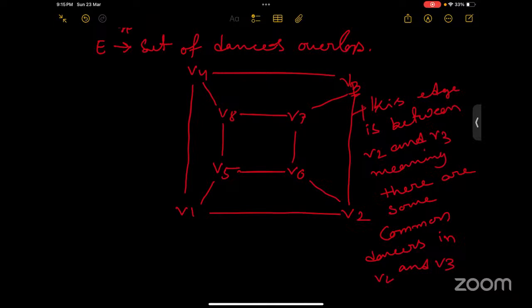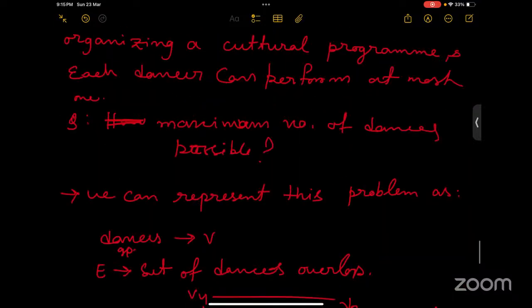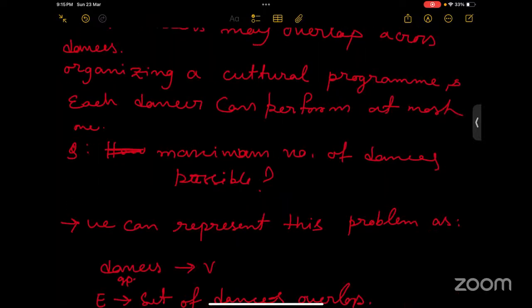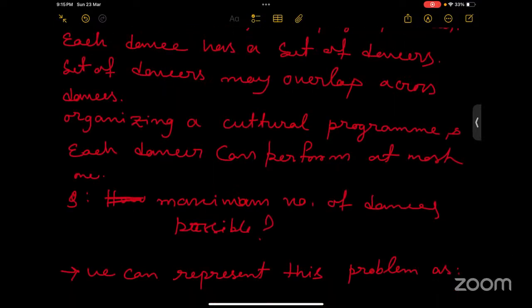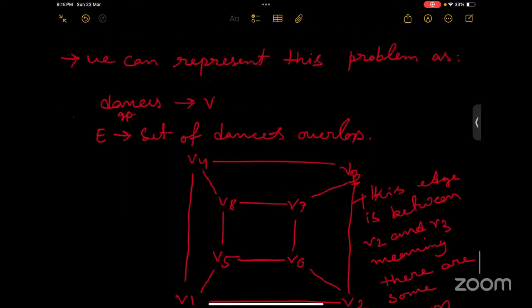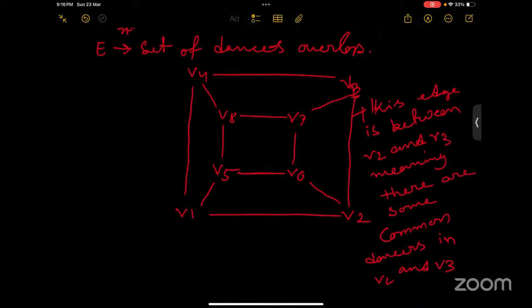So basically, vertices we are representing as dance groups, and an edge means there are some common dancers between these two dance groups. Now, what is our question? If I now check our question, it is the maximum number of dances possible, right? The condition was that one student can join at most one group, right? So if I perform the dance V1, then at the same stage we can't perform V5, V4 and V2, right? Agree?